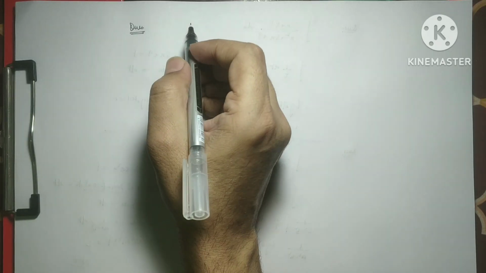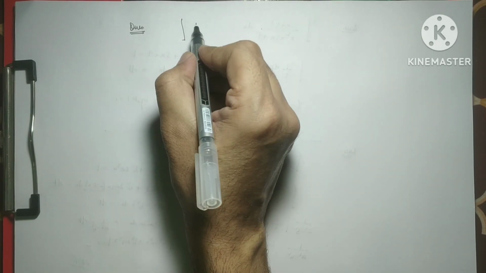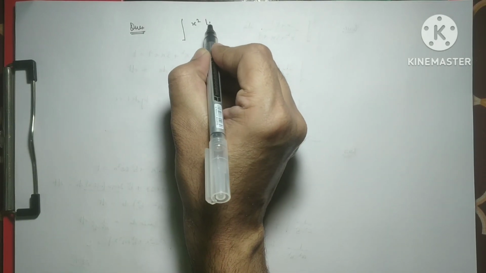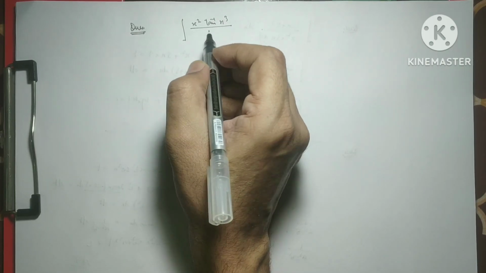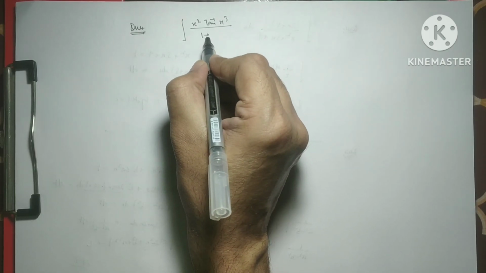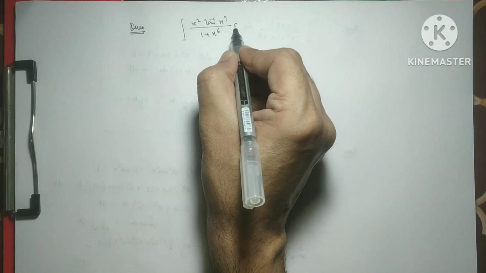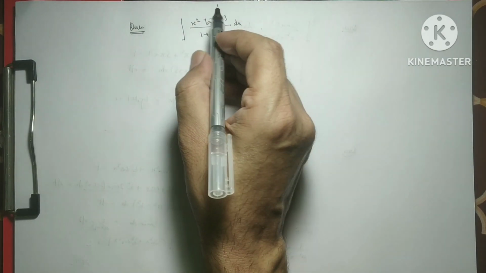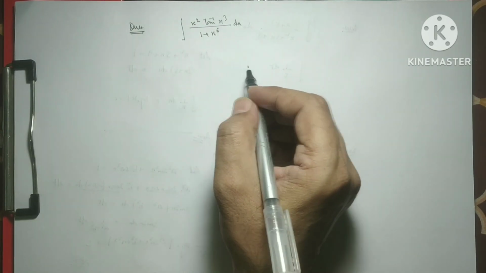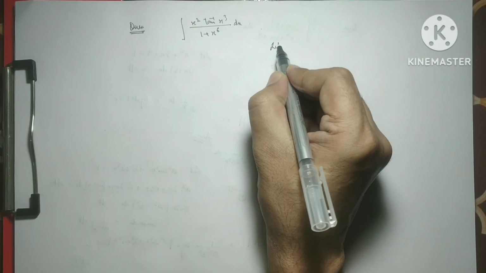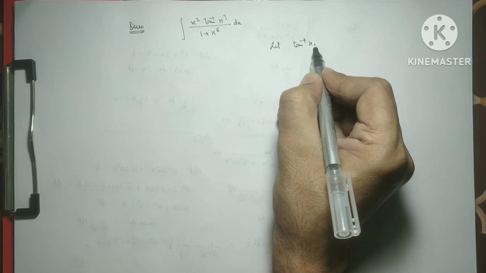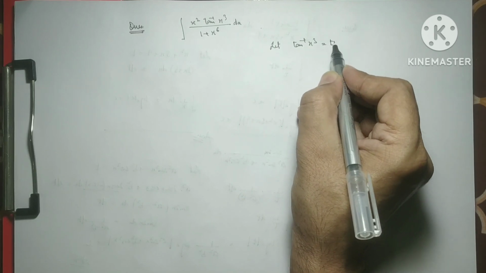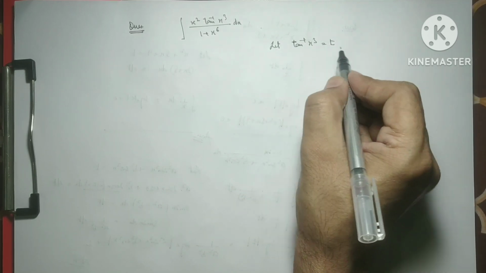So next question, integrate x square tan inverse x cube divided by 1 plus x to the power 6. So in this entire expression we consider tan inverse x cube as t. We substitute this as t.